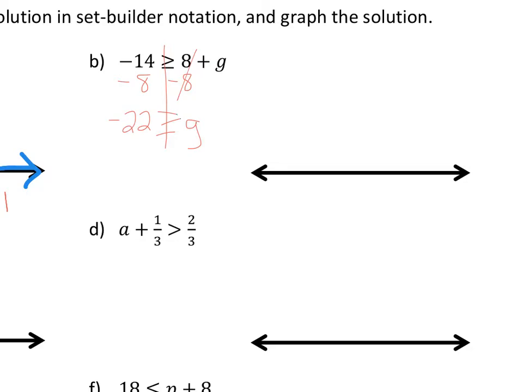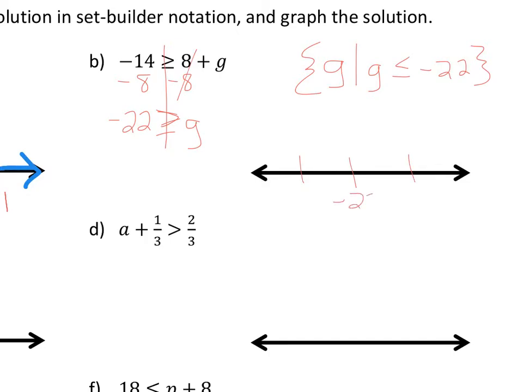So our set builder notation would be the set of all g such that. Now, I need to put my variable first. And just follow what the symbol is doing. It's pointing towards the negative 22. It's opening, I should say, towards the negative 22. So it needs to stay that way. So if this were negative 22, it needs to open towards that negative 22. So it's really read, g is less than or equal to negative 22.